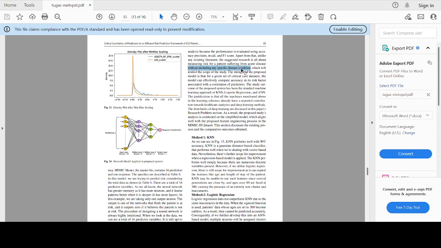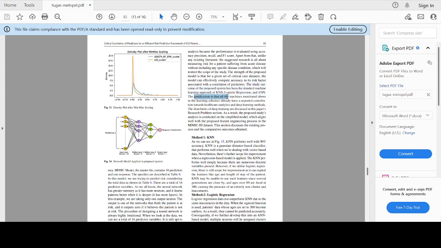So this describes again the limitation of this research, which will restrict the scope of the study. The strength of the proposed model is that for a given set of critical care data set, the model can effectively compute accuracy in its risk factor associated with a correlation of predictors. The study outcome of the proposed system has been compared with standard machine learning approaches of KNN, logistic regression, and ANN.